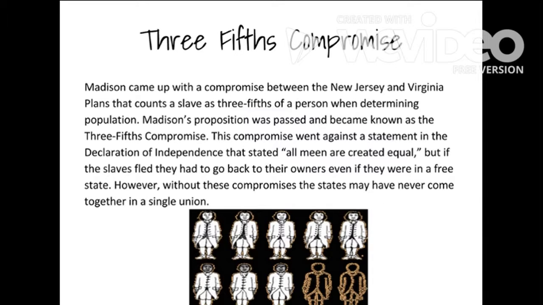The Three-Fifths Compromise. Madison came up with a compromise between the New Jersey and Virginia plans that counted a slave as 3/5 of a person when determining population. Madison's proposition was passed and became known as the Three-Fifths Compromise. This compromise went against a statement in the Declaration of Independence that stated, "All men are created equal." But if the slaves fled, they had to go back to their owners, even if they were in a free state. However, without these compromises, the states may have never come together in a single union.